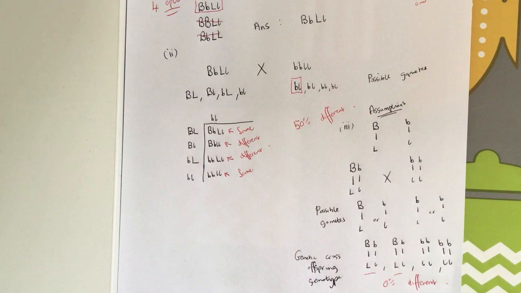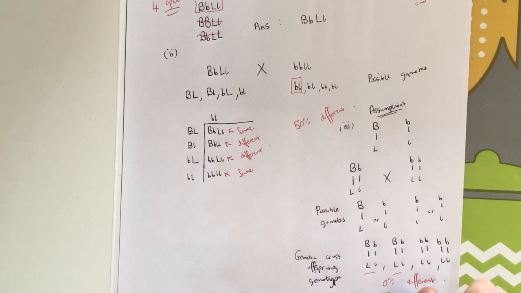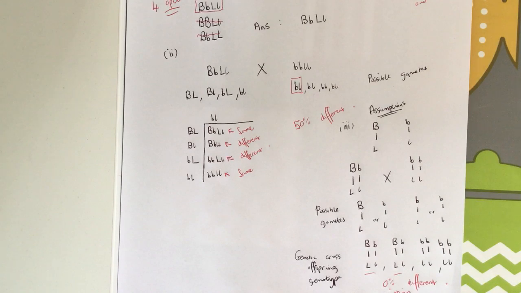You could actually just mention here that independent assortment leads to greater variation of genes, and because there is linkage, there is less variation. All they were looking for actually was less variation, and they accepted any answer less than 50%. Okay, if you mentioned 0% there, that's how you got your marks. So that is it as far as part 3.